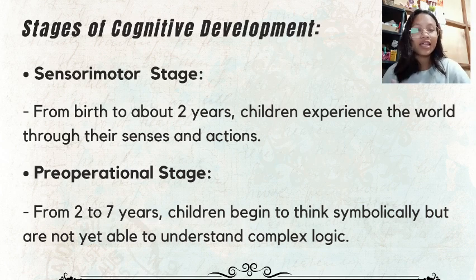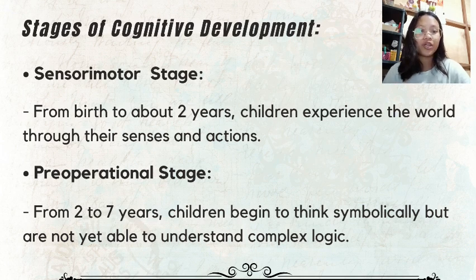So the first stage is the sensory motor stage. From birth to about 2 years, children experience the world through their senses and actions. This stage is characterized by infants learning through interacting with the environment using their senses and motor movements. Object permanence, the understanding that objects exist even when out of sight, is a key developmental milestone in this stage. For example, an infant explores a toy by shaking it, watching how it moves, learning cause and effect.